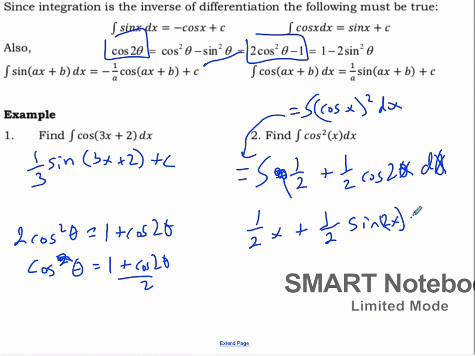Okay, and don't forget chain rule. I've got to multiply by a half. Or I shouldn't call it chain rule, it's like reverse chain rule. So that checks out, right? Integral of cosine is sine. Yes, all that works out nicely. So this is just half x plus a quarter sine 2x plus c.